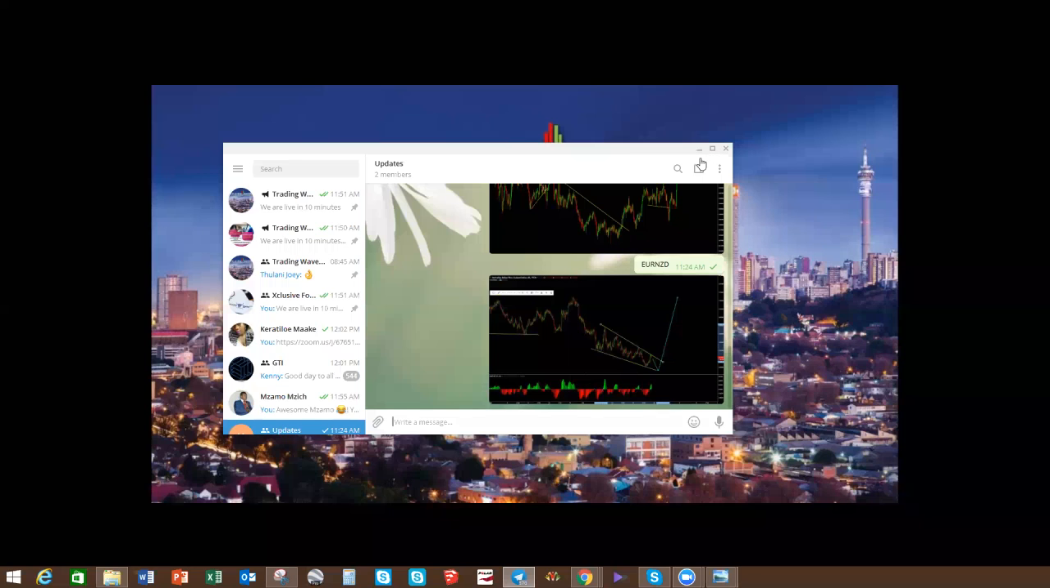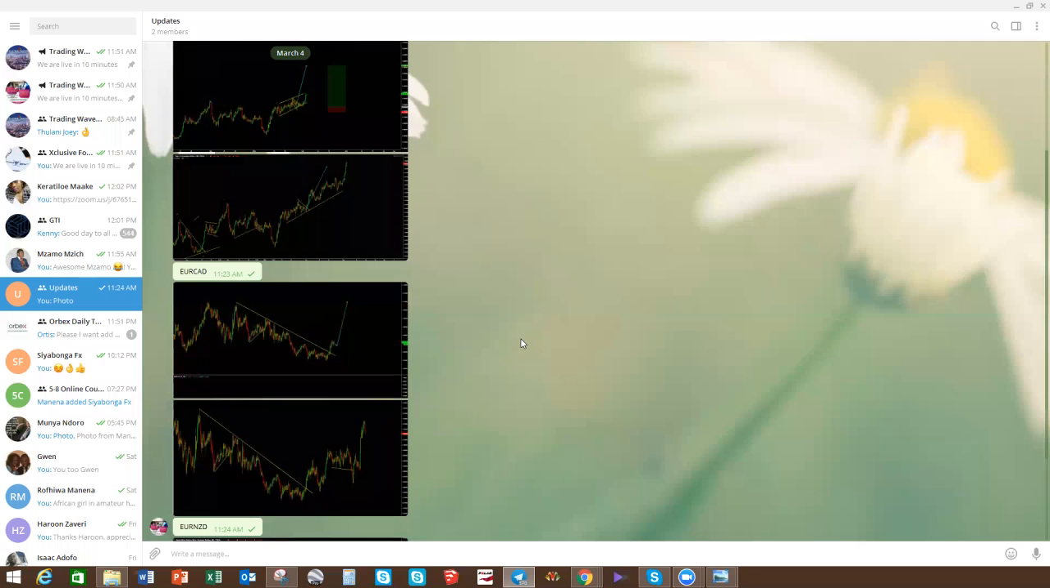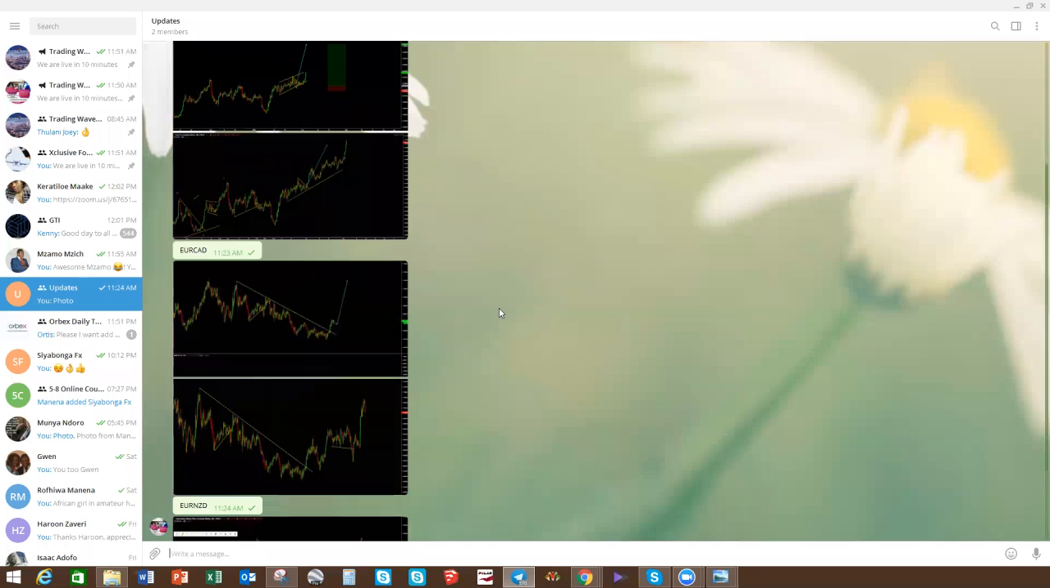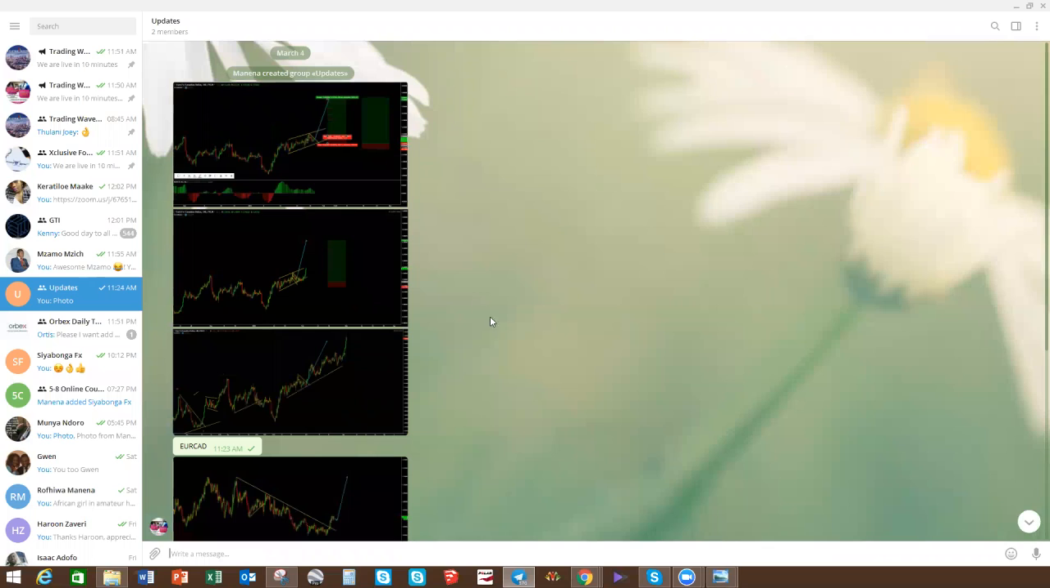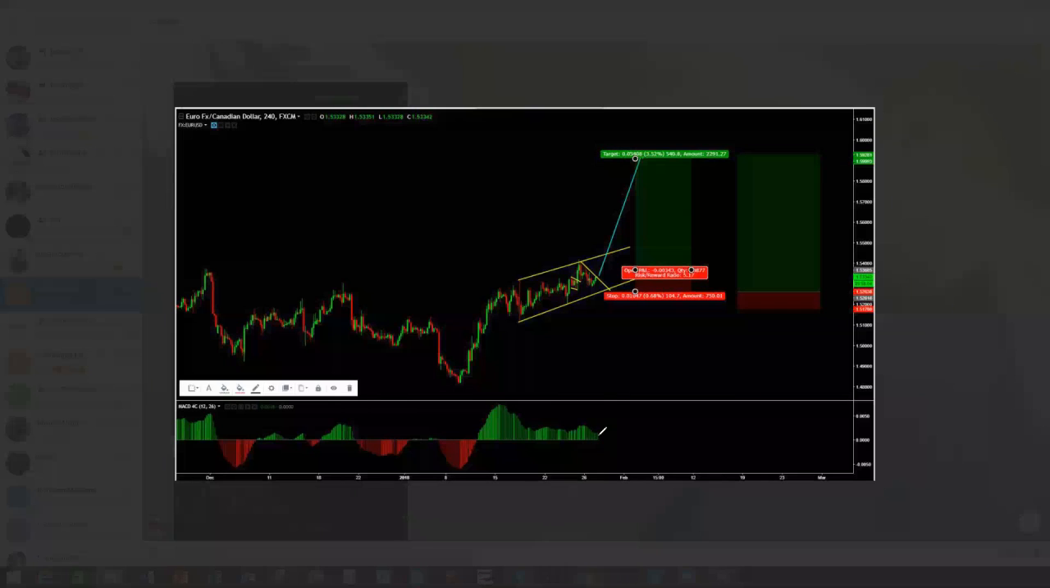So I'm going to open some of the trades that we posted in our group. This one was actually not taken last week. It was taken a couple of days ago. It was on the 26th of Jan.